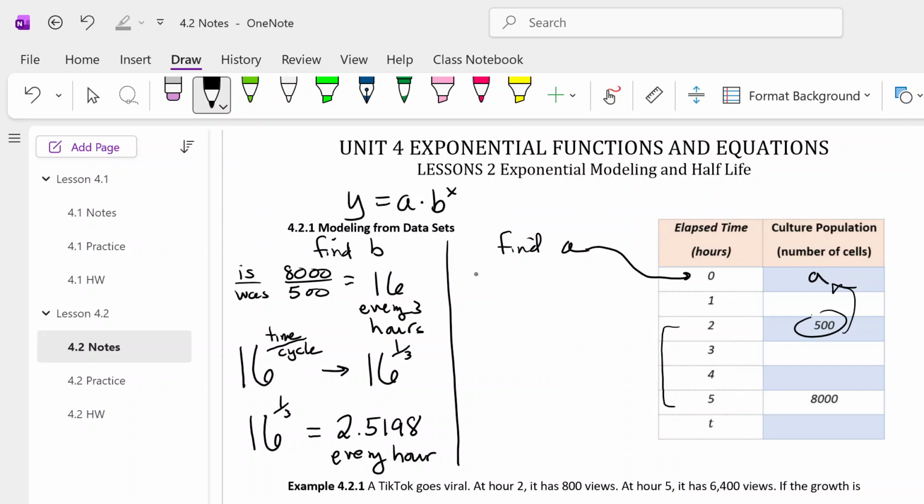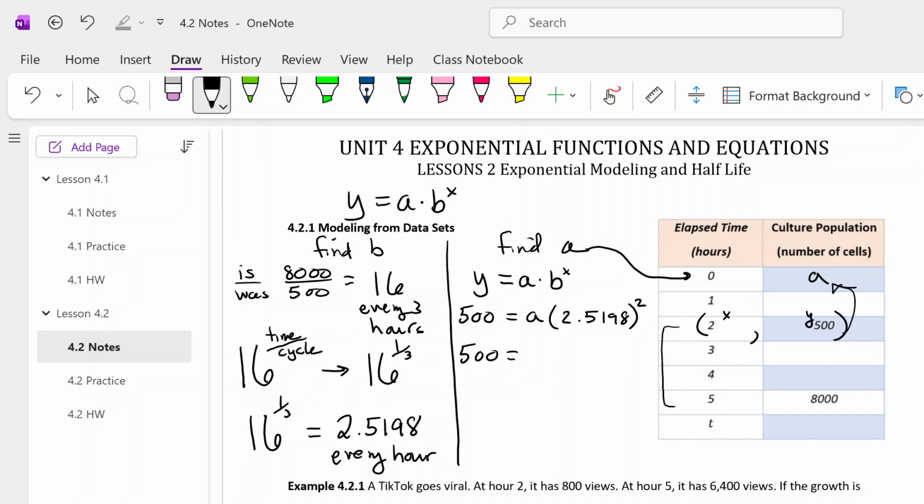And what we're going to do is we're going to use what we know. We're going to use an XY coordinate. So here, think of this 2, 500. 2 is the X value of the time. 500 is the Y value of the population. So I'm going to substitute in my Y value for 500. I don't know my A value. Good news is I just found my growth factor, or B value, and now I'm going to raise that to a power of 2 because my X value, or the X coordinate, is 2.